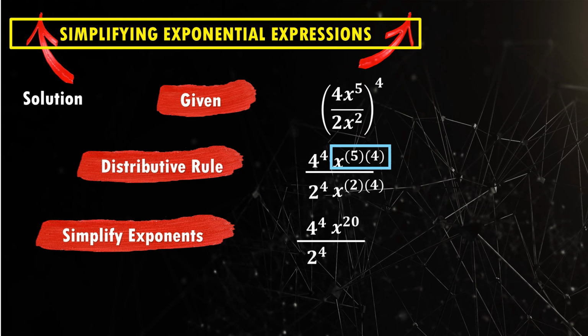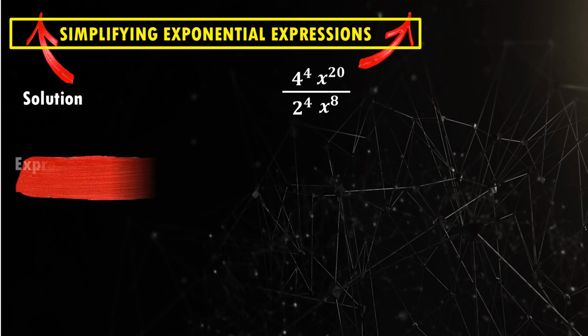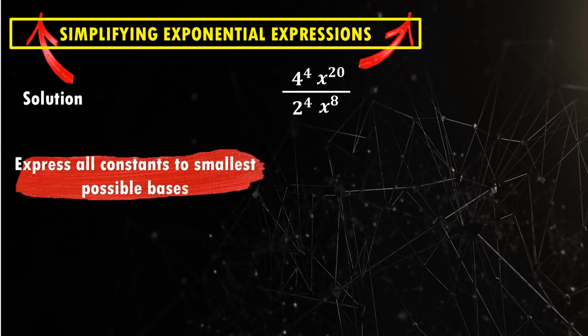Then 2 raised to 4. Simplify din natin to. We have x raised to 8, so 2 times 4, we have 8. Express all constants to smallest possible bases. So, kung makikita nyo dyan, class, hindi sila same base pa. Hindi pa sila magkakaparehas ng base. So, sa numerator, may base tayong 4. Then, meron tayong base na 2 sa denominator. So, kailangan dapat same sila ng base.